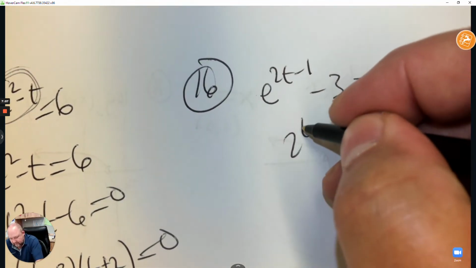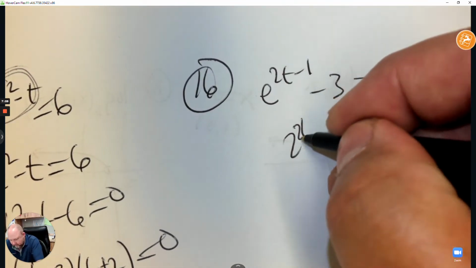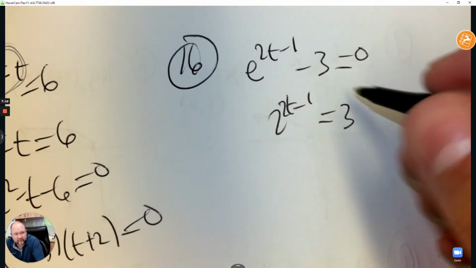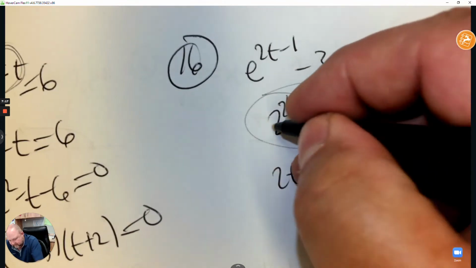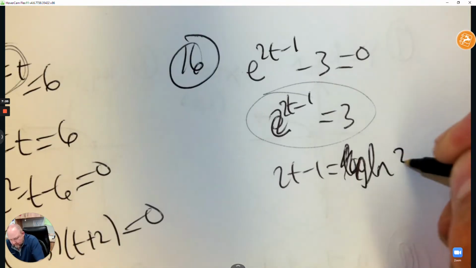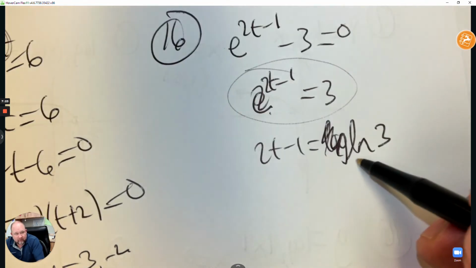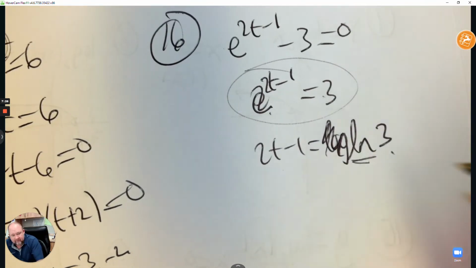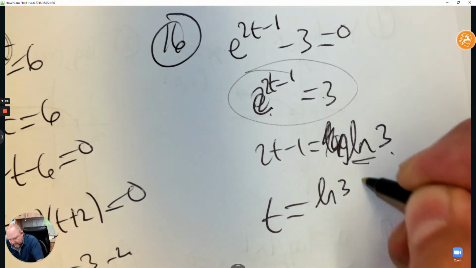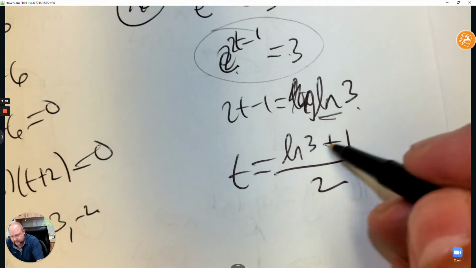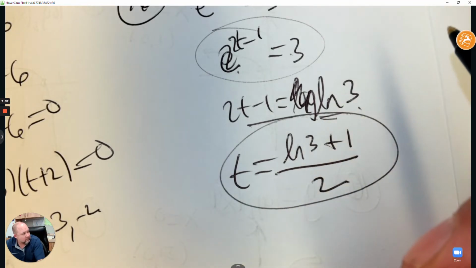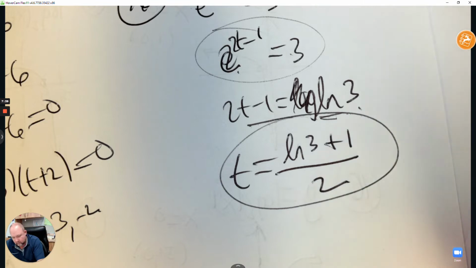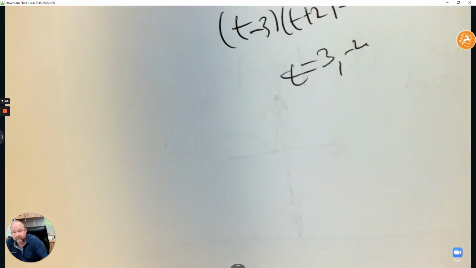Without a calculator, I have to leave the logarithm in the answer. So I'll show you. Add 3 to the other side. Write this as a logarithm. It's an e, isn't it? So the base of e is ln and 3, and then get t by itself. So I'm going to add 1 and then divide everything by 2. Number 17.